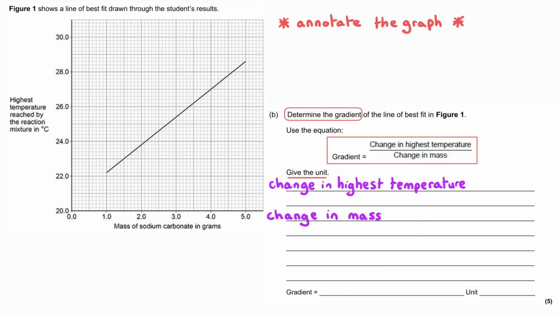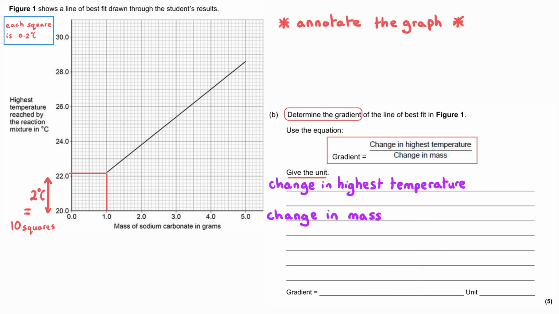In order to do this, we need to use the y-axis, and the y-axis goes up in 0.2s for each small square. I know this because the bottom is 20 and we go 10 little squares up, and that is 22. So that is a change of 2 degrees C, but we've had 10 squares to achieve that change. So each square is 0.2. And then for 1 gram of sodium carbonate powder, if we read up to the best fit line and then we read across to the y-axis, we can see we're at 22 and then 1 small square.